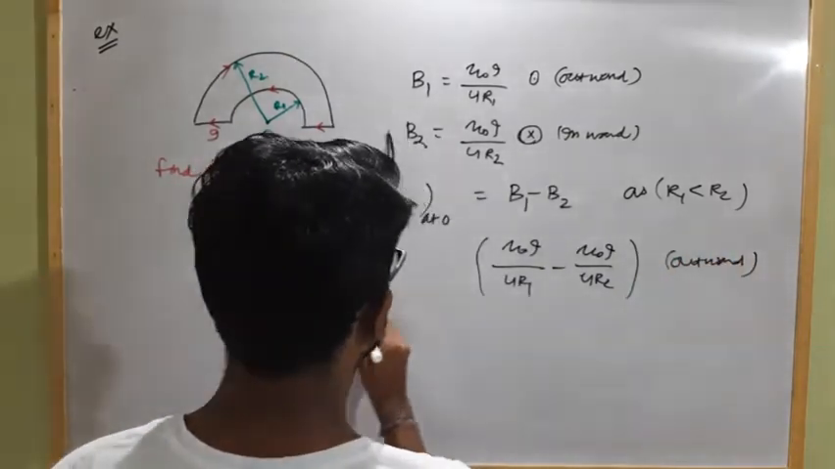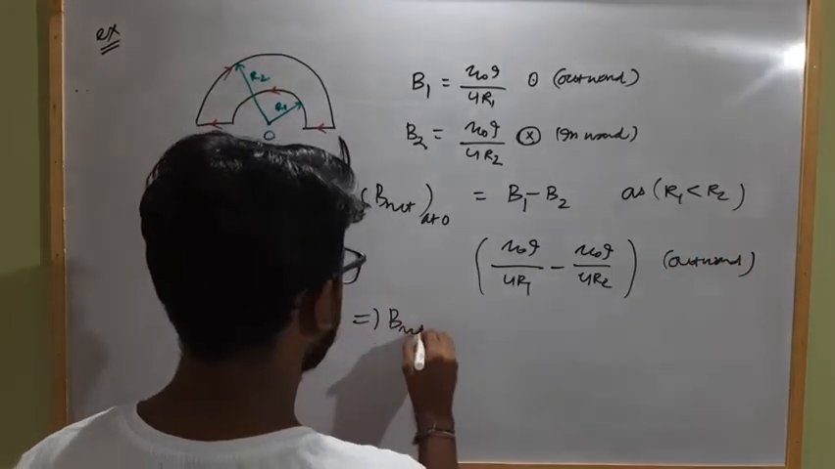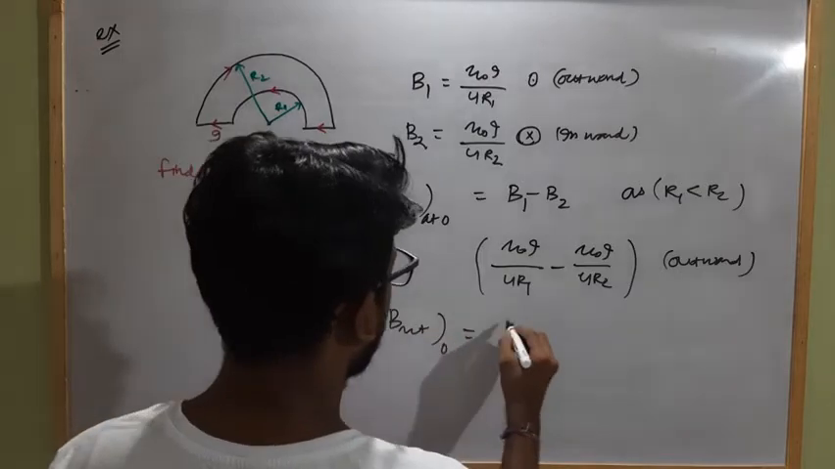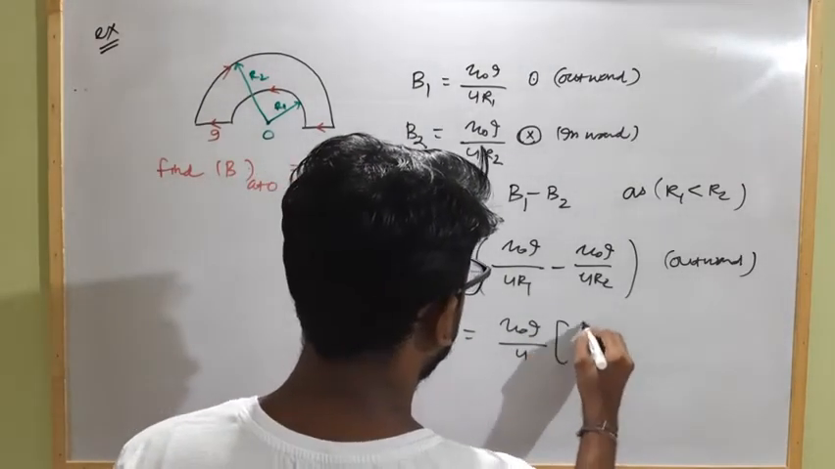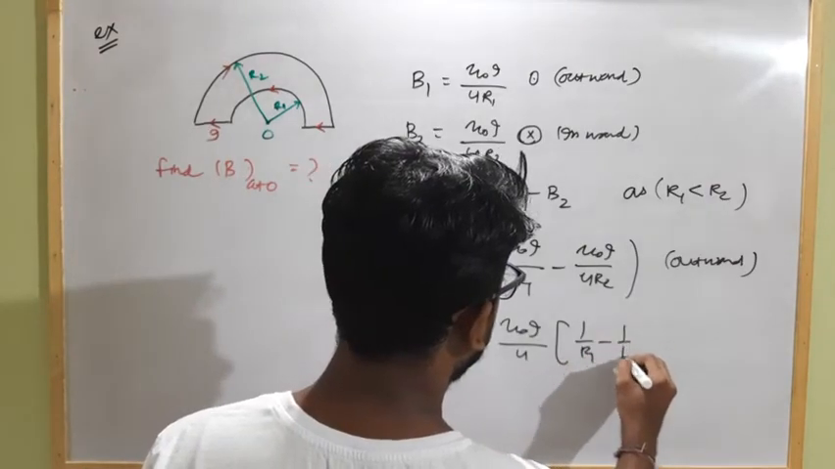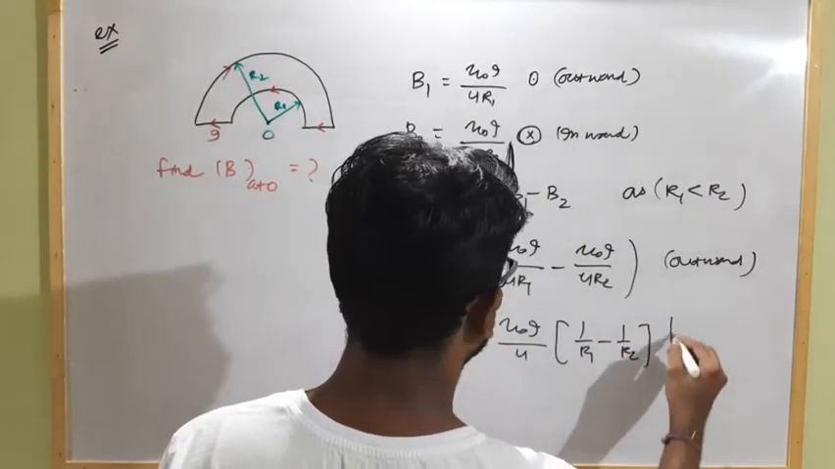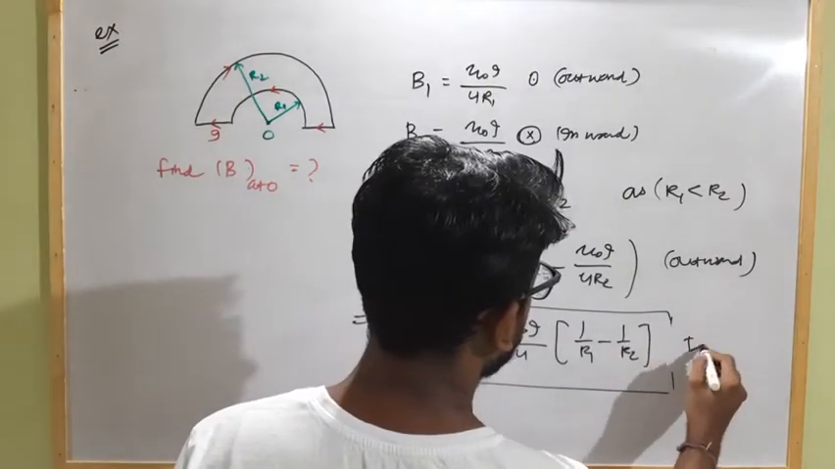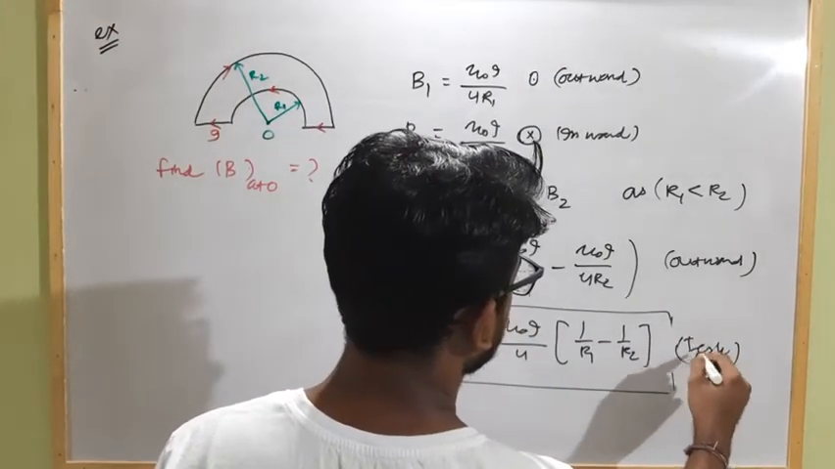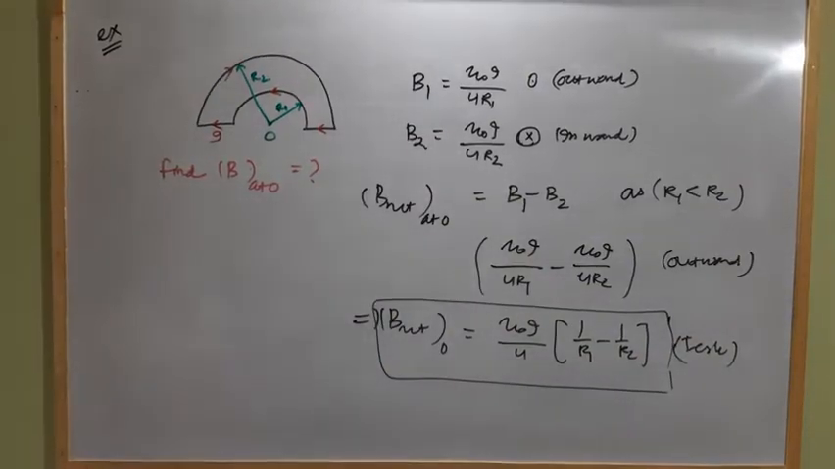So it will become how much? This implies B net at O equals mu naught I by 4 into 1 by R1 minus 1 by R2. This is the expression, and the unit will be Tesla. Clear? Okay.